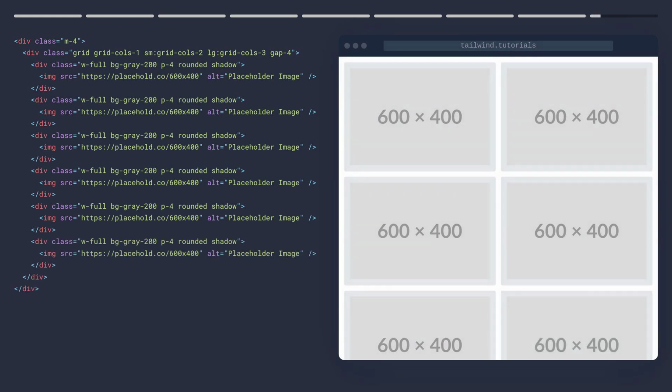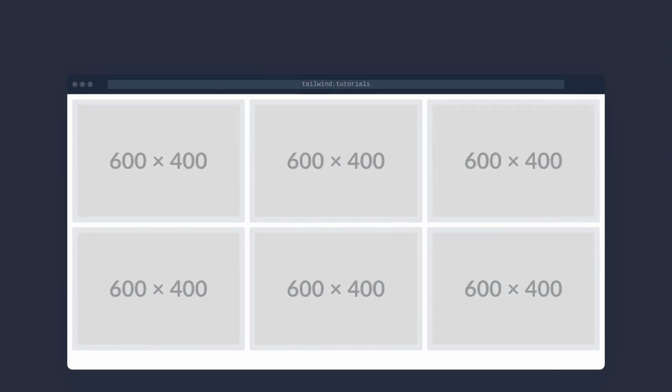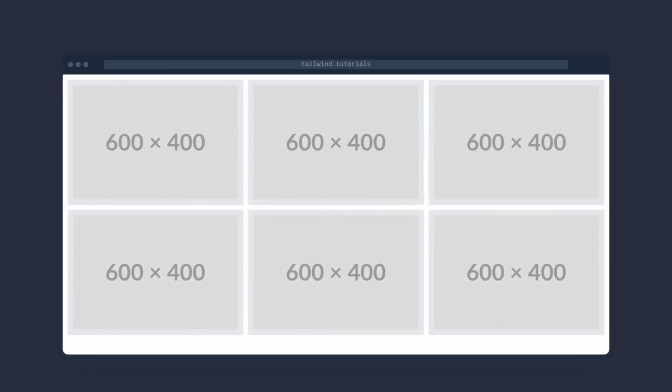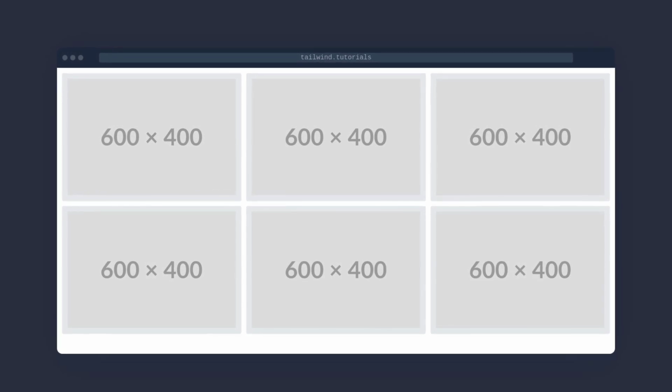With 6 items, our grid is now complete. Each item is neatly organized and styled, creating a visually appealing masonry layout. And there you have it, a beautiful masonry layout built with Tailwind CSS. We've covered how to use the grid system, responsive columns, and styling elements to create a cohesive design.